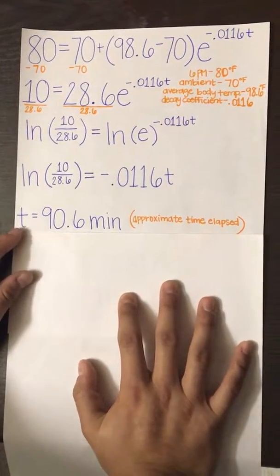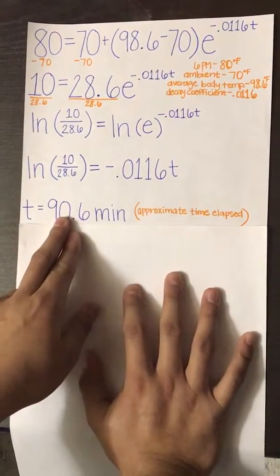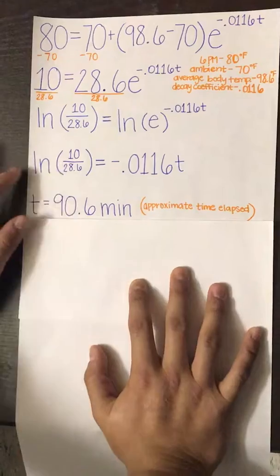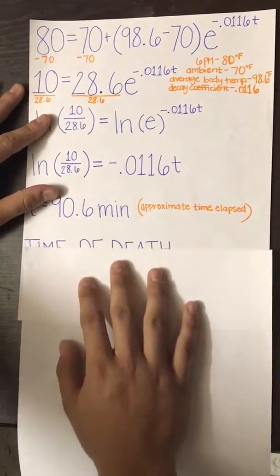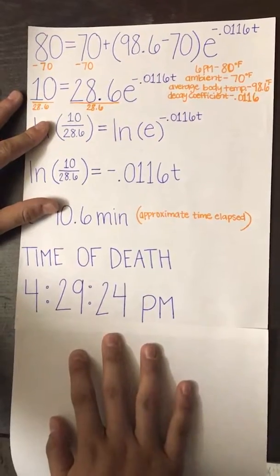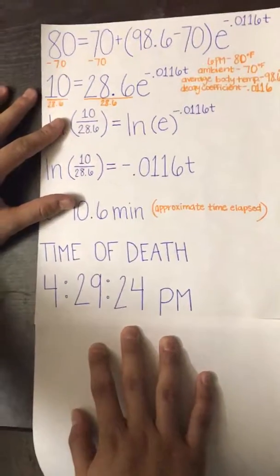Now, in order to find the time of death, we just subtract 90.6 minutes from 6 p.m., which is the initial time they discovered the body, and we find the time of death to be 4:29 p.m. and 24 seconds.